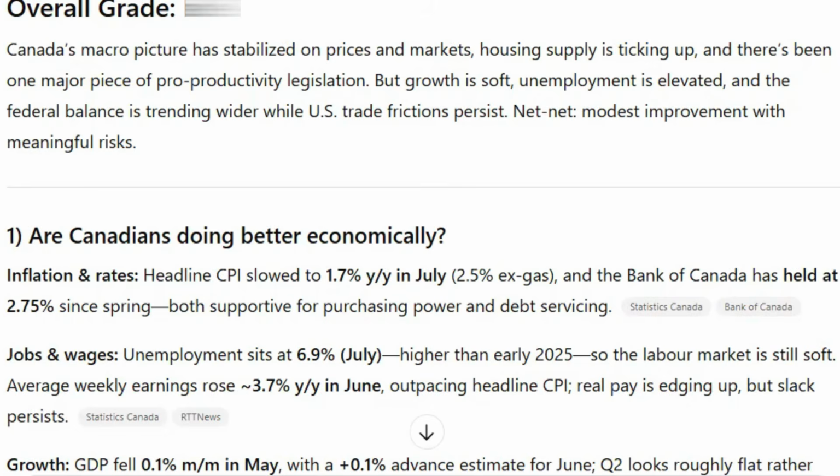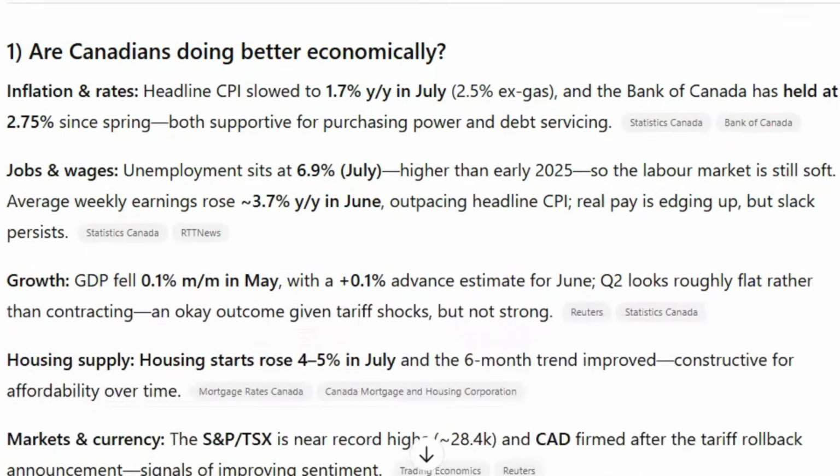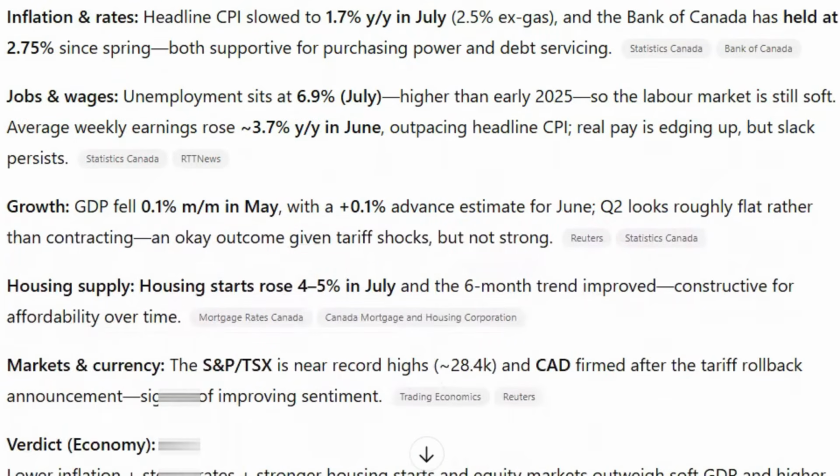Just from what ChatGPT said there, I don't know how you can say modest improvement. Growth is soft, unemployment is elevated. That's, I don't know, Chat. I don't know, Chat.